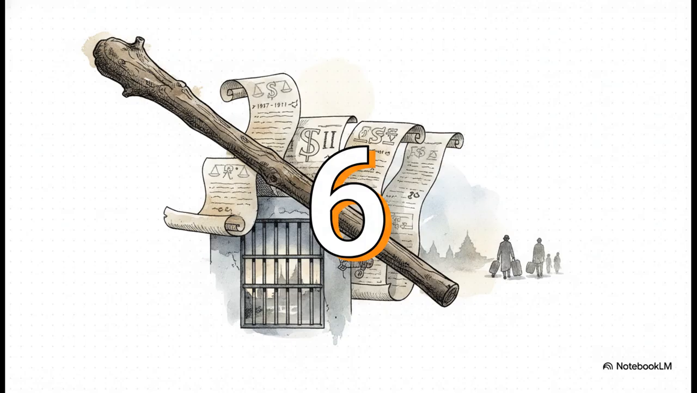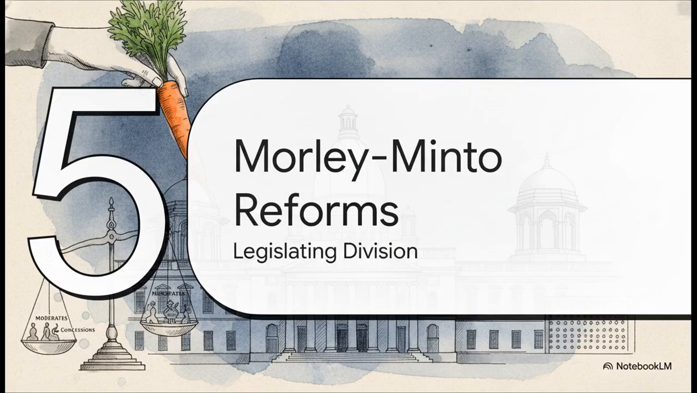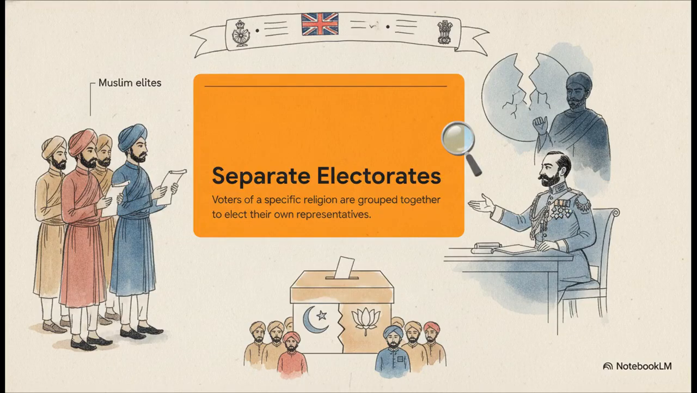The movement was suppressed. Which leads us to Chapter 5, the Morley-Minto Reforms, legislating division. But hey, what about that carrot? What did the moderates actually get for playing along? Before we look at the specific reforms, we have to understand a really crucial concept here: separate electorates.